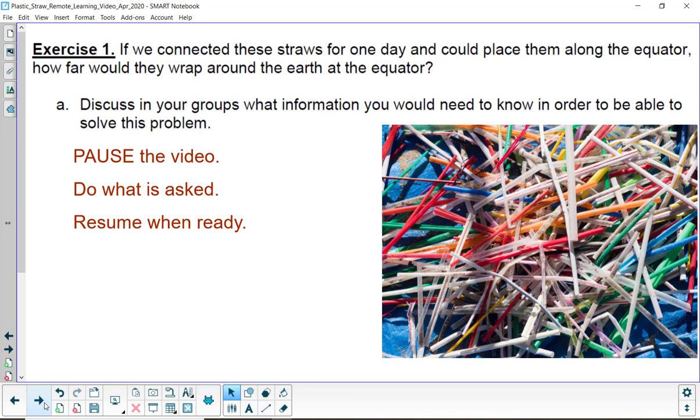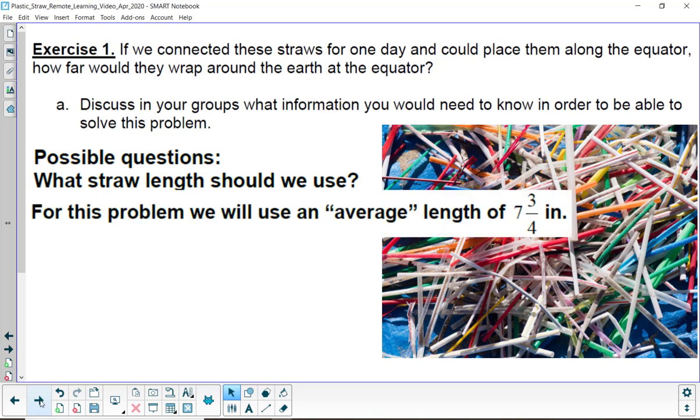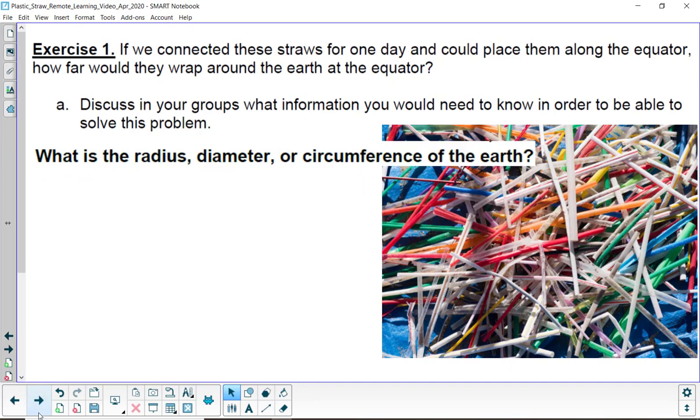Pause the video, do what is asked, resume when ready. So go ahead and do that. So some possible questions. What straw length should we use? So I researched this, and for this problem, we're going to use an average length to be 7 3/4 inches. We also might need to know the radius, diameter, or circumference of the Earth. That would be a good question to ask.